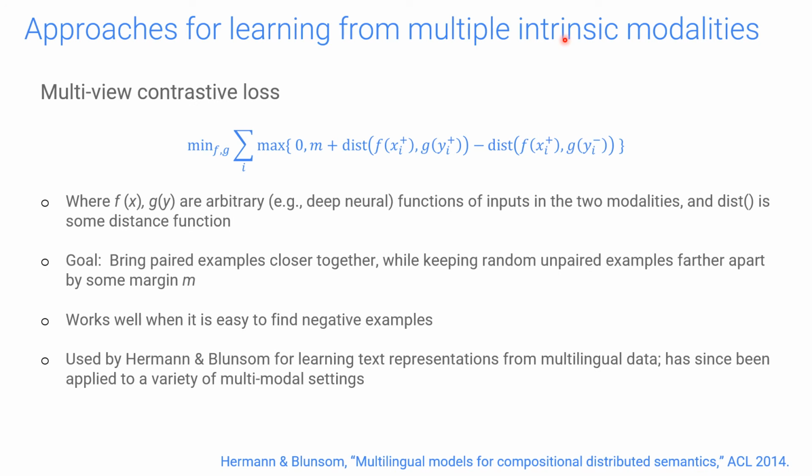More recently, models based on multi-view or multimodal contrastive losses have become more popular. We've seen contrastive losses earlier in this tutorial, where the idea is to learn a representation model such that similar inputs are mapped to similar representations and dissimilar inputs are mapped far apart. In multi-view contrastive learning, we're learning two representation models, one for each modality, so that pairs of representations corresponding to matched pairs of inputs in the two modalities are close, while mismatched examples or distractors are far apart.